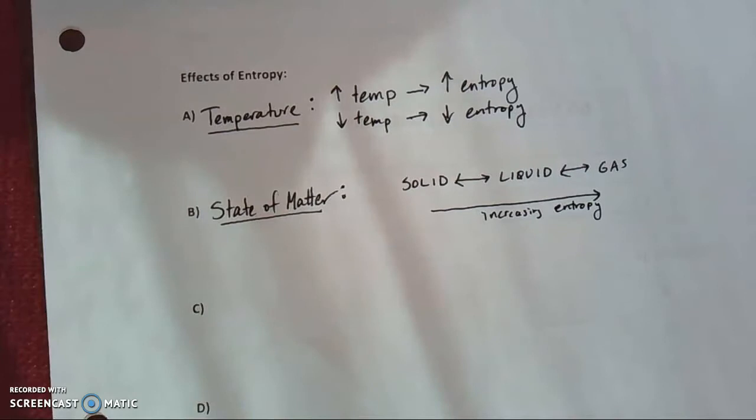So we end up with a positive delta S. If we go from a solid to a liquid, we're increasing the disorder. Liquid to gas, we're increasing the disorder. And the opposite is true. If we go from a gas to a liquid, we are decreasing disorder. So it's a negative delta S. We're decreasing entropy.